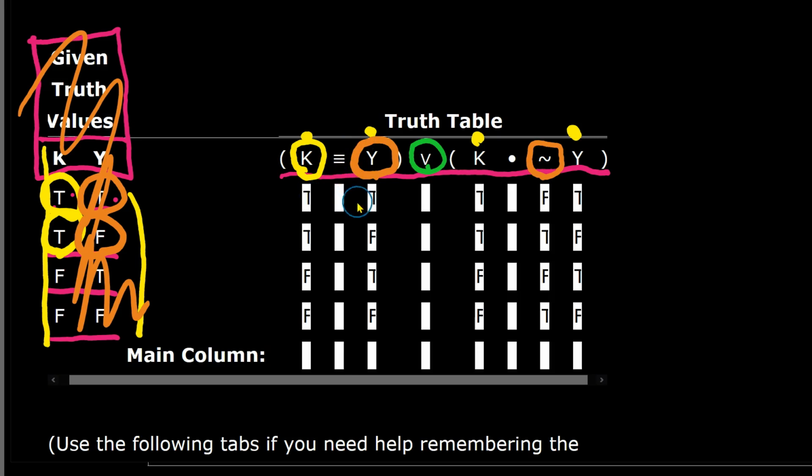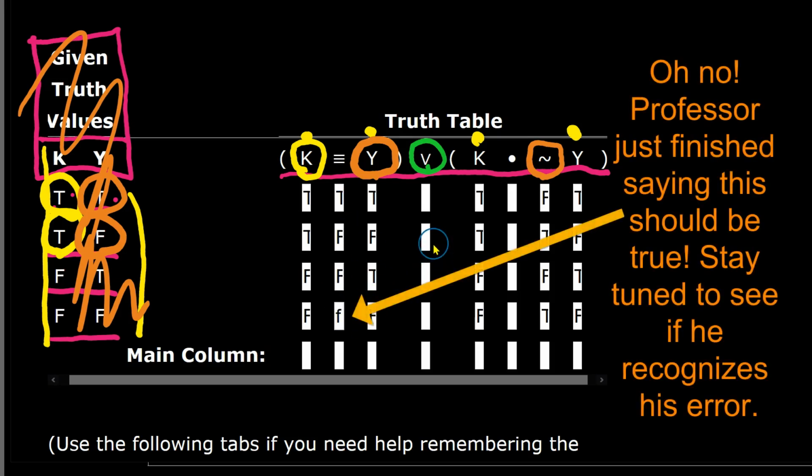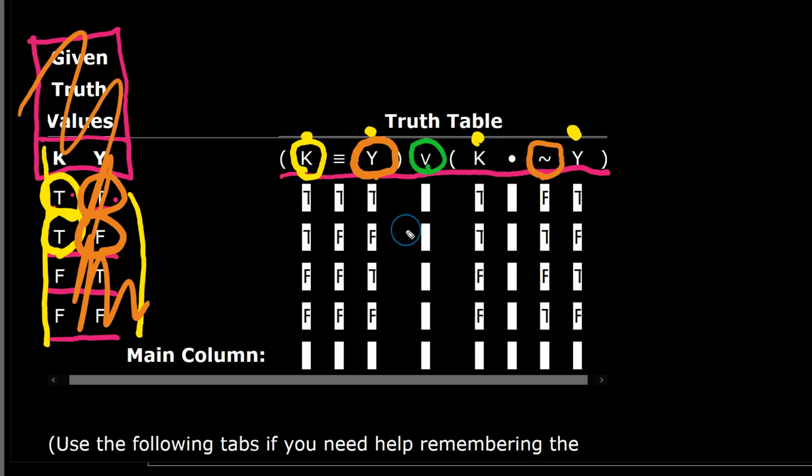So, T if and only if T, true. T if and only if false, false. False if and only if true, false. False if and only if false is false. Right? And hopefully it's pretty clear what I am doing here, since this is the same kind of thing we were already doing last week.